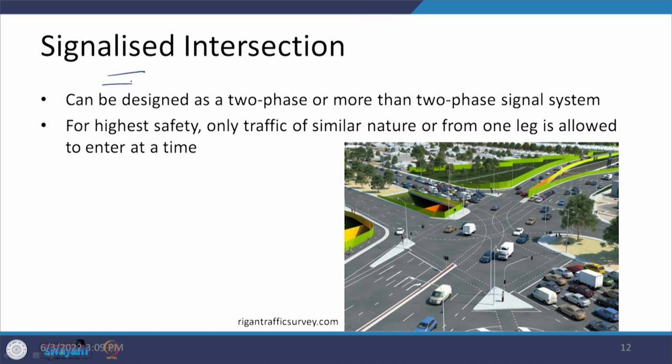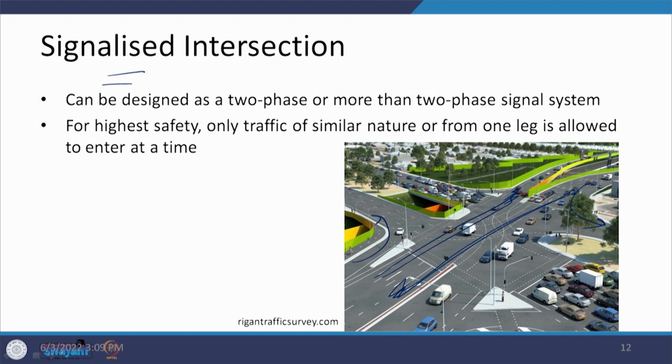Say if we allow the traffic which is coming from this direction, and at one point of time it is going straight, and this traffic is going straight like this, and along with this the left turning here and the left turning here is being allowed. So, now there is no such conflict, no traffic is crossing each other. So, this can be one way of doing it.